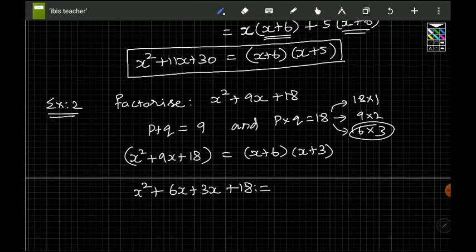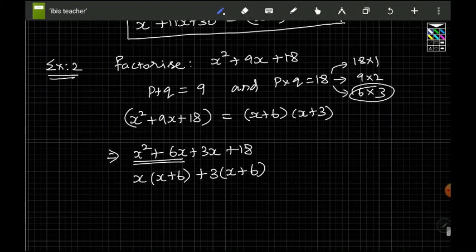In the first two terms, if you take out x, x will remain in the first term, 6 will remain in the second term. But 18 can be written as 3 into 6, right? If you take out 3, x will remain, plus 6, because 6 into 3 is 18. Now you look, x plus 6 is common. If you take x plus 6 out, x will remain here plus 3 will remain there. So we have found it.